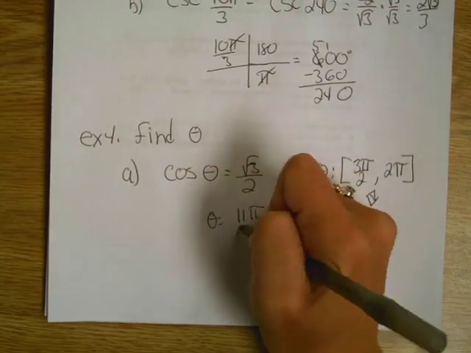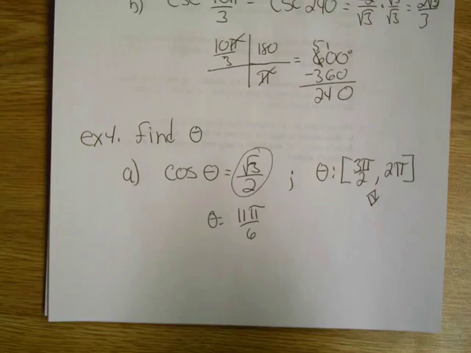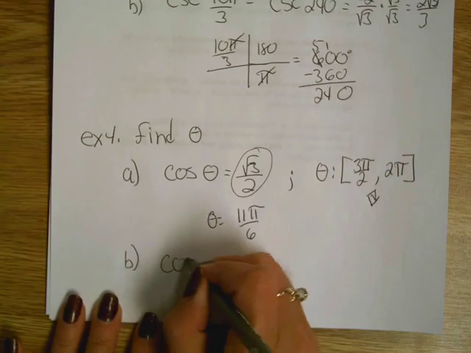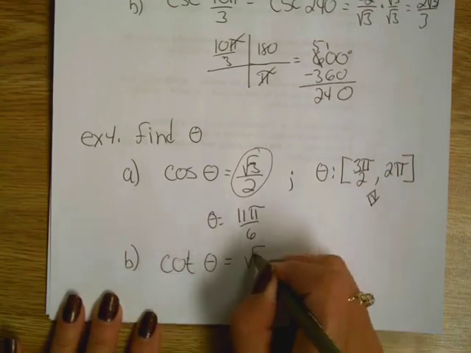So does it have to say find exact theta? No. But because you see this, that means be exact. Okay. All right. Let's try another one of these. I got a couple of these to try, and then we're going to be done. How about the cotangent of some angle equals square root of 3 over 3.